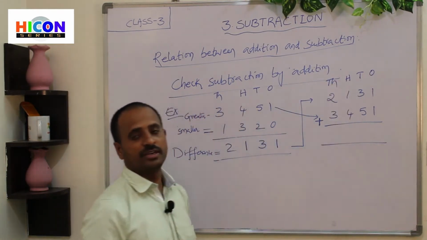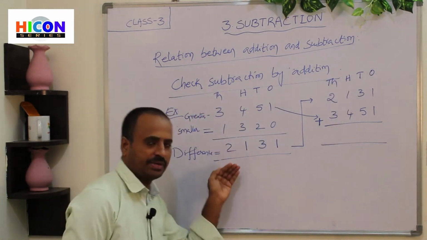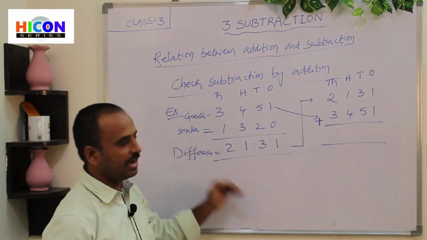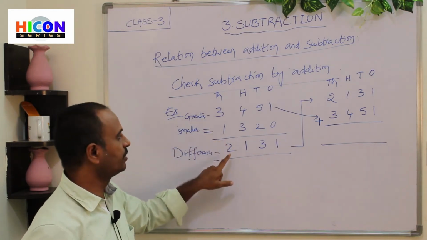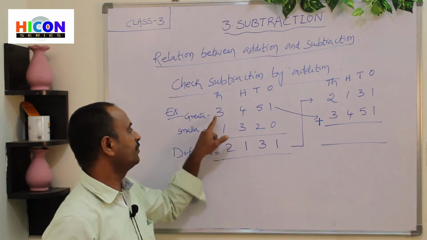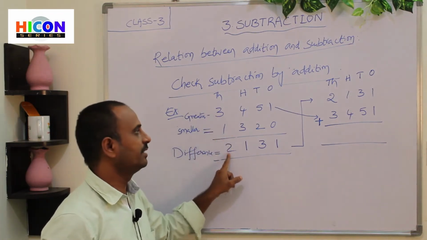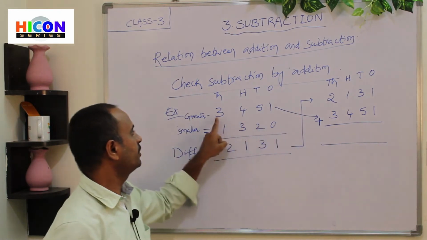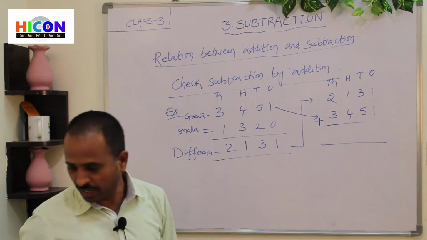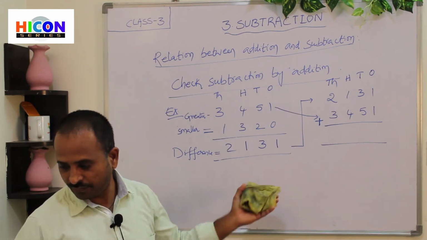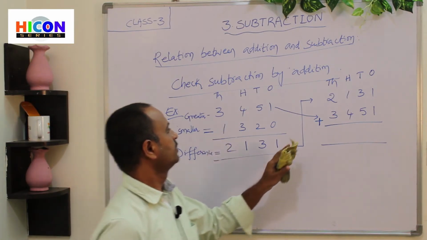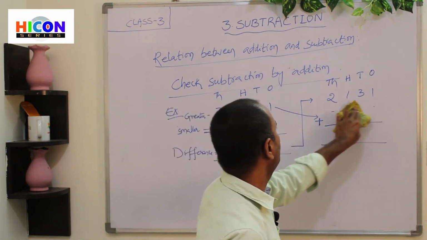Children, how can we check? We can check our subtraction by using addition. What do we have to take in addition? We have to add the first number in the subtraction to the difference. Write the difference first and add the first number. Then, if we add the smaller number to the difference, we will get the greater number. So add the smaller number. Write the smaller number.